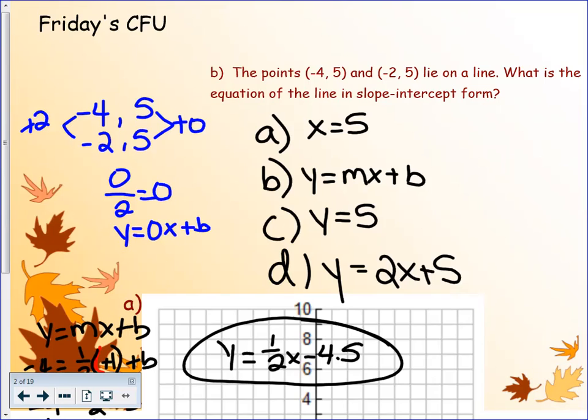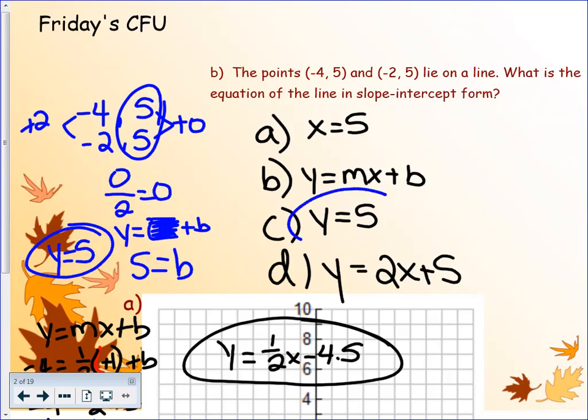Well, 0 times x is just 0, and 0 plus b is just b. That means my equation is y equals b. So if I plug in one of these coordinates, whatever the y value is, that's my b. Well, the only y value I have is 5. So that means that 5 is b. So in the end, what that means is that y equals 5 would be my equation, and this is my answer.